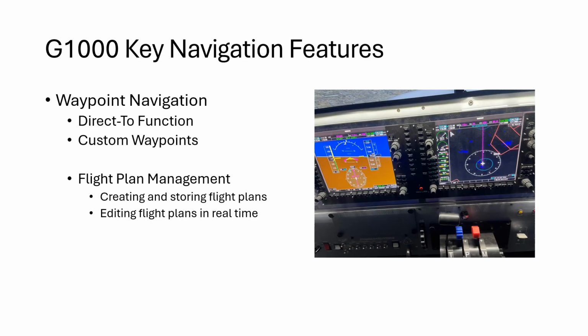G1000 key navigation features are one of the main highlights of the system. It has waypoint navigation, which allows us to direct ourselves and head towards waypoints along our flight plan. Direct to function is one of the most popular ones you're going to see in most aviation. It's simple, allows you to type in a waypoint, fix, route, anything like that, and have your G1000 take you directly to it.